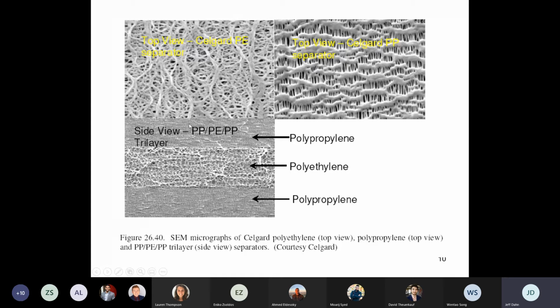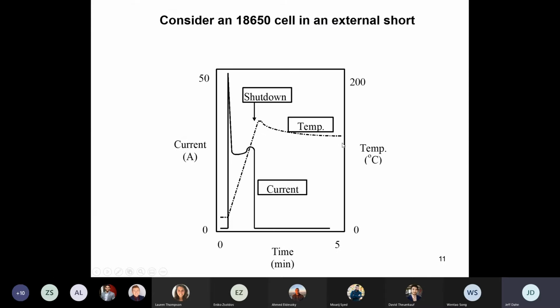And the polypropylene will have dimensional stability and prevent the short circuiting of electrode to electrode. So for many years, this tri-layer design was the cat's ass, if you will, for making lithium-ion cells relatively safe. Does anyone have any questions about shutdown?